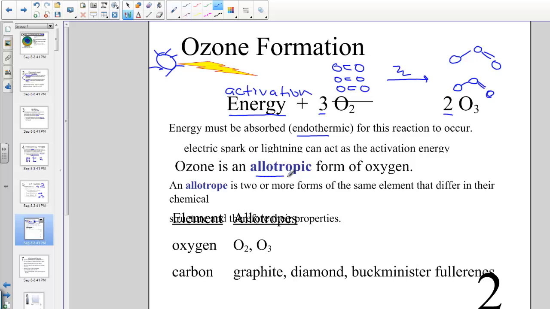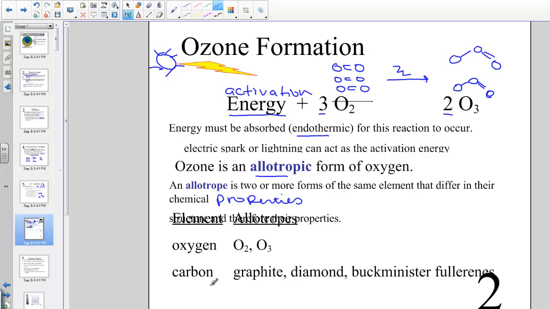Ozone, we mentioned, is an allotropic form of oxygen. And here's our definition for an allotrope. Two or more forms of the same element that just differ in their chemical properties. The chemical properties are different just because they've arranged their atoms in a different bonding order. Oxygen, O2, is called a molecule of oxygen. O3 of oxygen is known as ozone.